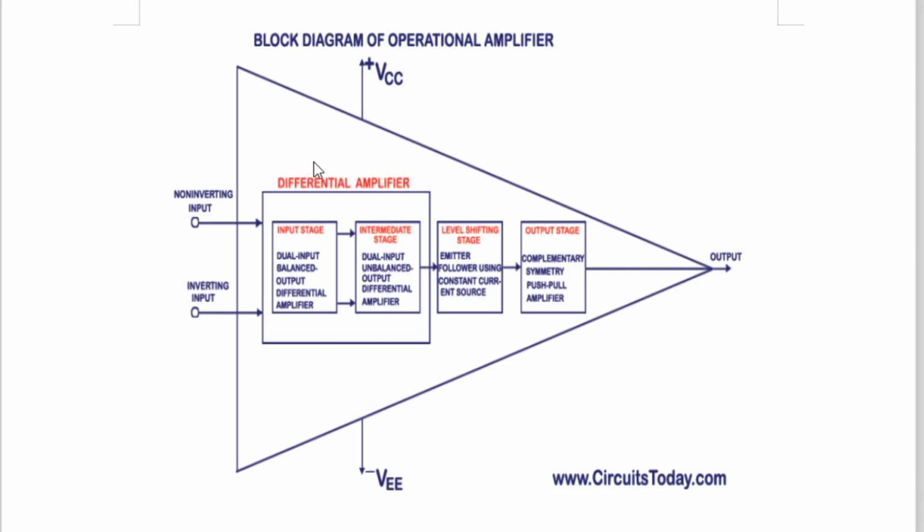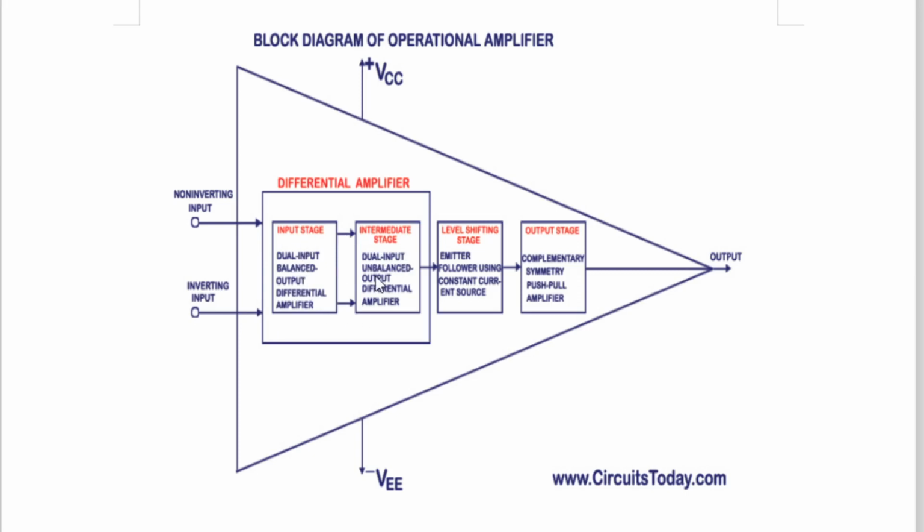Now, what are the different blocks inside the operational amplifier? There are 4 blocks inside the operational amplifier. The first block is called the input stage, and the name of that circuit is dual input balanced output differential amplifier. The second block is called the intermediate stage. This is called dual input unbalanced output differential amplifier. If you look at the first block, it has 2 inputs as well as 2 outputs. Therefore, dual input balanced output differential amplifier is also called double-ended input, double-ended output differential amplifier.